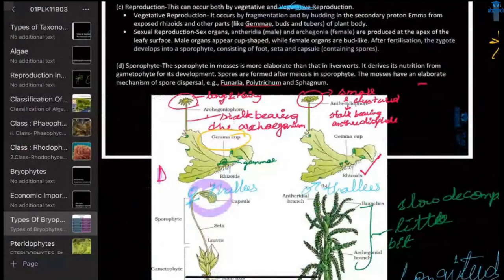Next is the sporophyte. The sporophyte in mosses is more elaborate than in liverworts. क्यों? क्योंकि इनका dependency धीरे-धीरे कम होने लगता है gametophyte से. It derives its nutrients from the gametophyte for its development. Spores are formed after meiosis in the sporophyte. The mosses have an elaborate mechanism of spore dispersal. इसमें तुम्हें example याद रखना है, Funaria. Okay, all three, because all three are important. Somewhere or the other, they have economic importance.